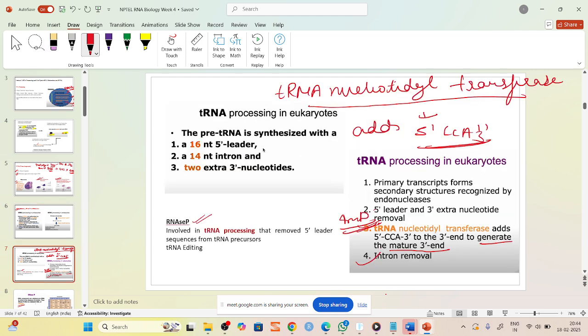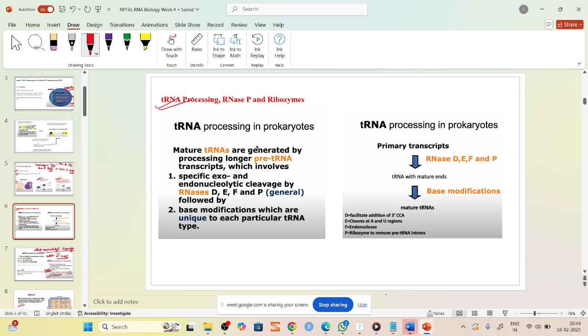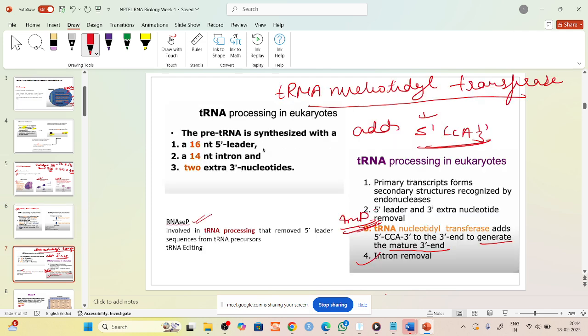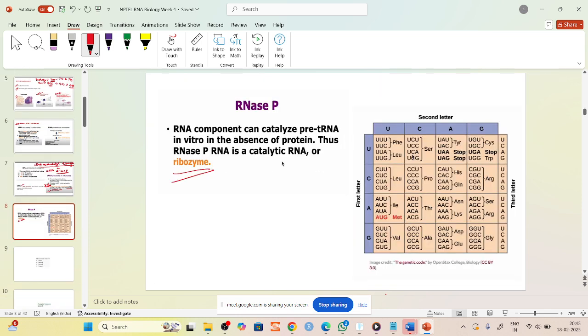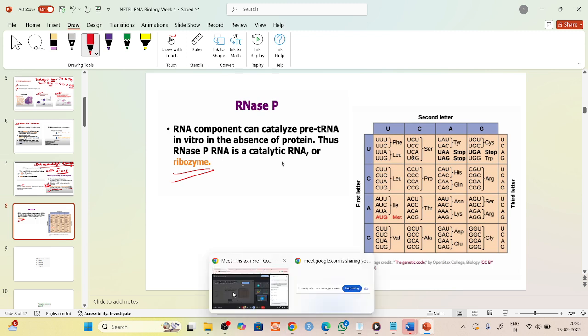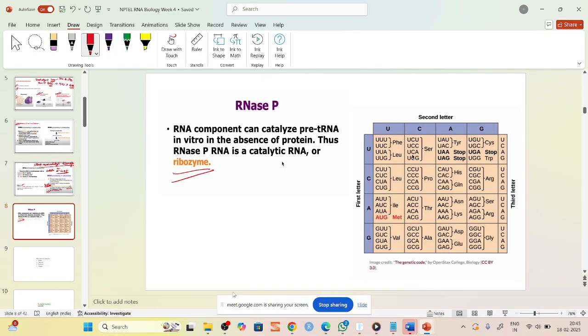This is the tRNA modification in the case of prokaryotes, and in the case of tRNA modification in eukaryotes, there is addition of a 16 nucleotide 5 prime leader, a 14 nucleotide intron is removed, and 2 extra 3 prime nucleotides are added. All these things happen. Then, what is RNase P? RNase P is a ribozyme, which is a catalytic RNA. So whenever anybody asks you what RNase P is, you always say that RNase P is the catalytic RNA.